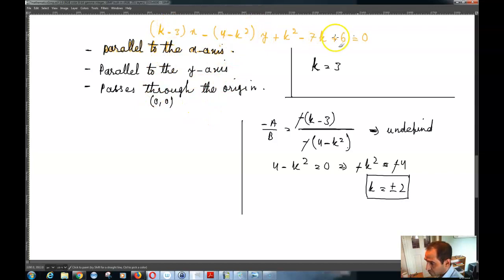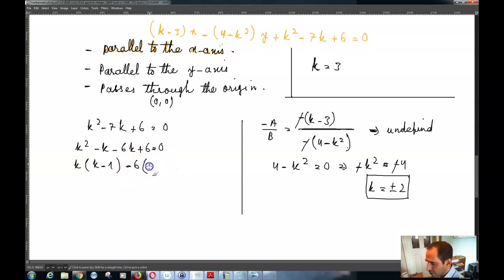If that's supposed to satisfy this equation, that means that you put x over here and y over here, so both of these parts are 0, and so you have k squared minus 7k plus 6 is equal to 0. So the factors of 6 are 1 and 6, and 1 plus 6 is 7, so negative 1, negative 6. I can write this as k squared minus k minus 6k plus 6 is equal to 0. And I can write this as k times (k minus 1), negative 6 times (k minus 1) is equal to 0. That means that (k minus 6) times (k minus 1) is equal to 0.